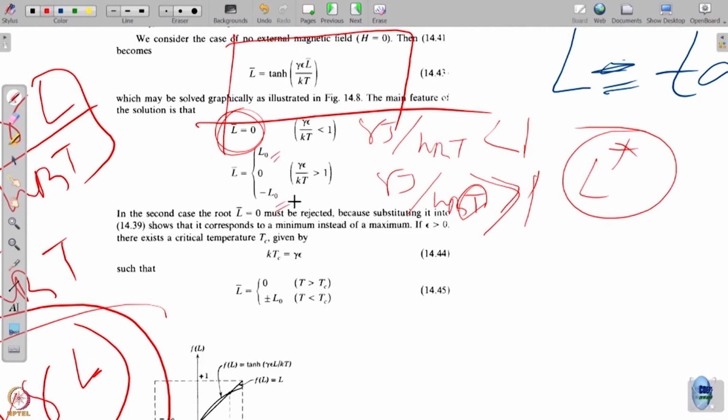One can show that the root at 0 corresponds to a minimum, not to a maximum, so you can reject that term. Then the solution reduces to these two solutions. For T greater than Tc, you have no magnetization, a disordered system. Below Tc, it can be either plus or minus. In the absence of a magnetic field, both are equally likely, there is no way to choose one over the other.